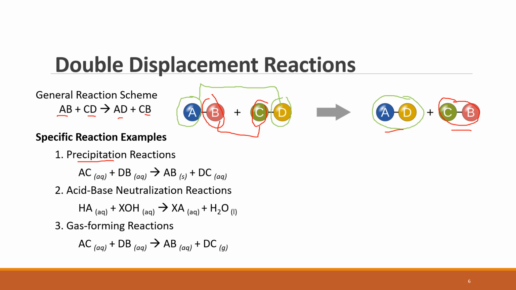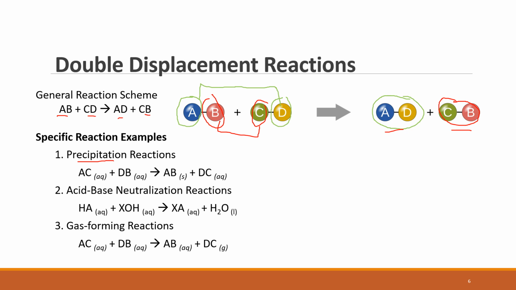So precipitation reactions: how do you know if the double displacement reaction qualifies as a precipitation? Well, the word precipitation stands for precipitate, and a precipitate is the word for solid in chemistry. So that means that a solid is forming. So you should see a solid in one of the products. How do you know if a solid formed as one of the products?